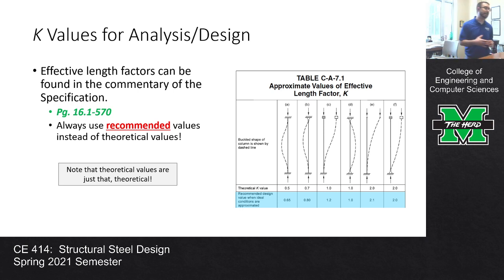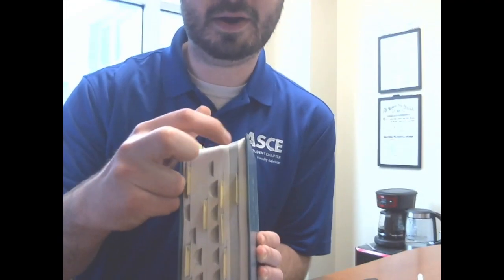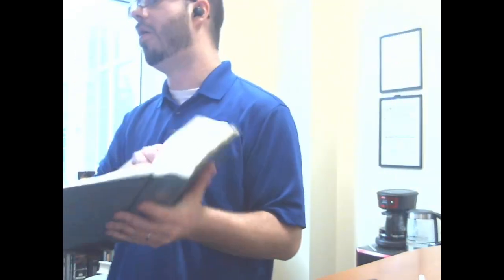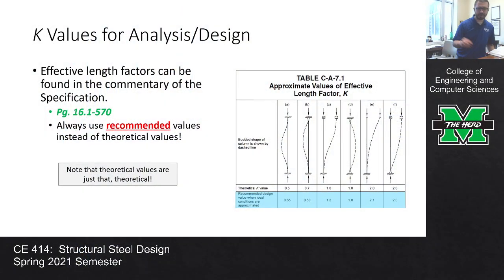Now, this is actually in the back of the manual, in the commentary. It's way back in the gray lined pages. If you remember, in your manual there's the code and the commentary. This is the code, and the gray section is the commentary. If you go way back in the gray pages, this is on page 16.1-570. The table looks like this. These are K values for various different boundary conditions.